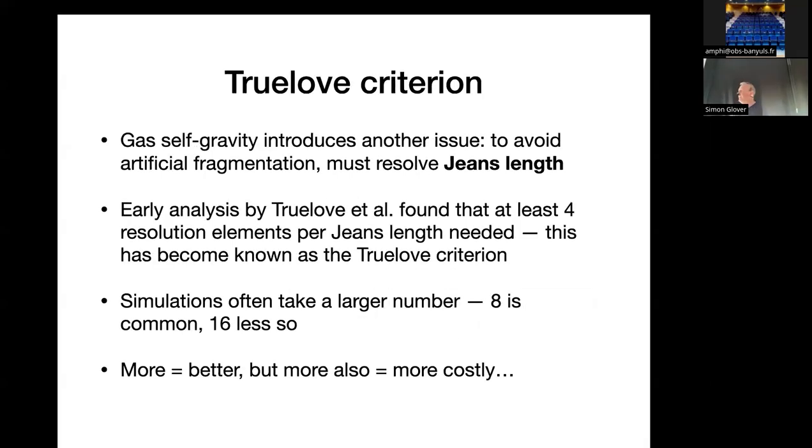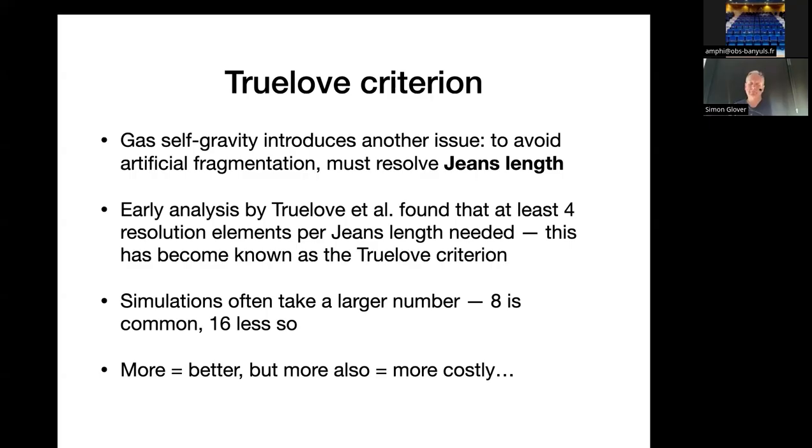Okay, a related issue is just the resolution we need in order to actually follow gravitational fragmentation of self-gravitating gas. So the characteristic length scale here, as I'm sure you're all aware, is the Jeans length. This is the minimum length scale on which a perturbation in a self-gravitating gas becomes unstable. So it's the length scale basically on which gravity and pressure balance. Anything larger than the Jeans length will inevitably collapse. Anything smaller will be pressure supported.